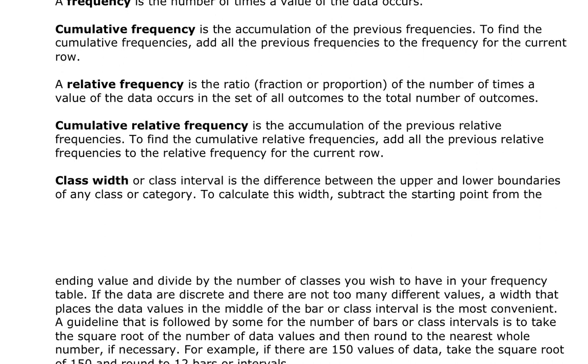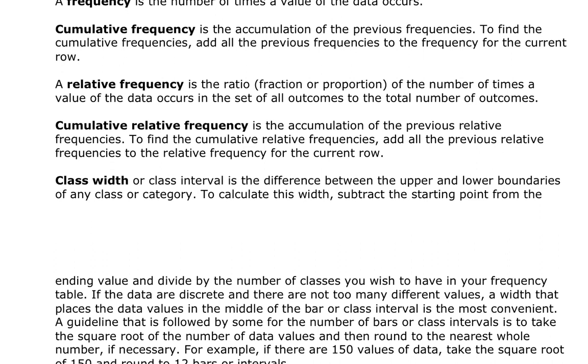Class width or class interval. You might also talk about it as the bucket. You're putting this information into, quote, a bucket. And it's the difference between the upper and lower boundaries of any class or category. To calculate this class width, we're going to subtract the starting point from the ending point and then divide by the number of classes that you wish to have in your frequency table.